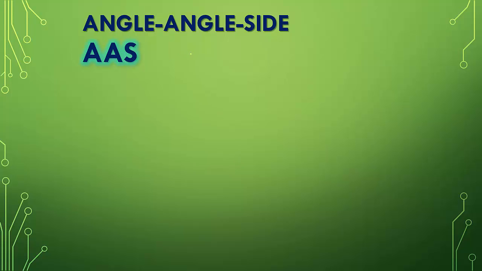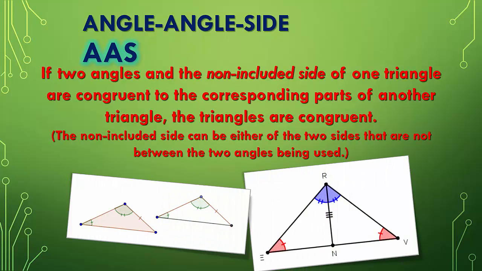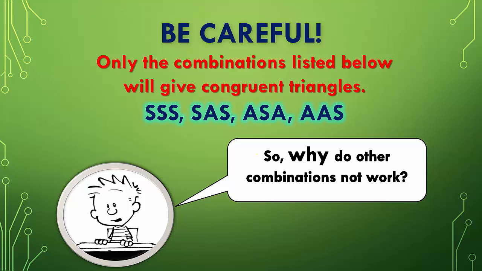And then last we have angle, angle, side. If 2 angles and the non-included side of one triangle are congruent to the corresponding parts of another triangle, then they're congruent. So the side is not in between the 2 angles. It is one of the other 2 remaining sides. So here's some examples of that. Okay, only these combinations are going to work.